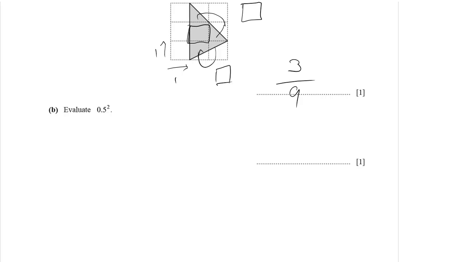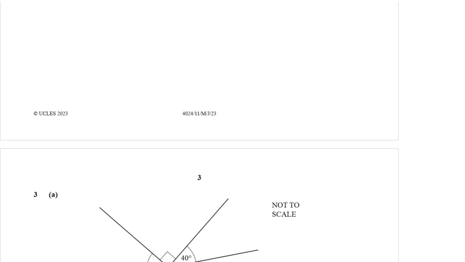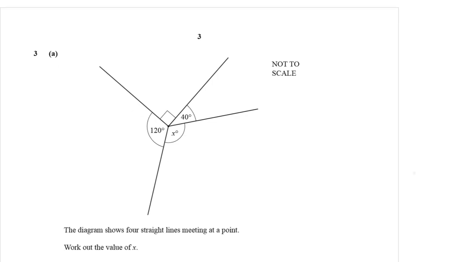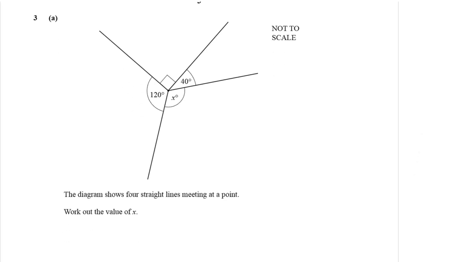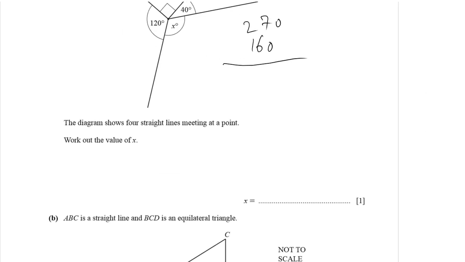Evaluate, it would be 0.5 times 0.5, that would be 0. We need to find x as 36, this is 90 degree, so we can subtract 120 plus 40, that is 160 from 270, and the answer would be 110.